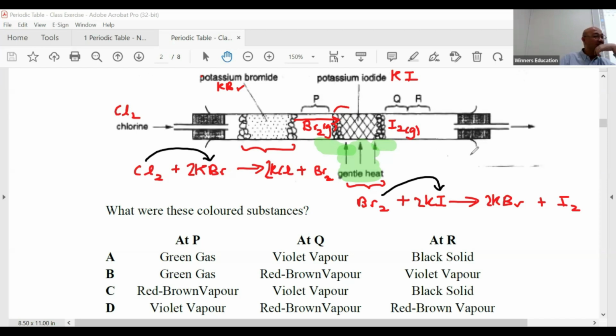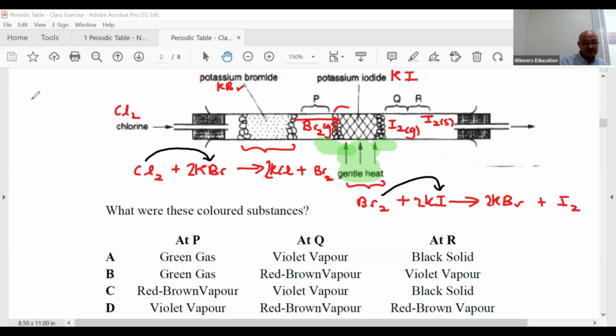What is R? Because it's further away from the heat source, can you see? It becomes what? The opposite of sublimation is what? Remember the term? Deposition. Very good. All right? So it cools down. So it deposits. Done already. So do we know the color?